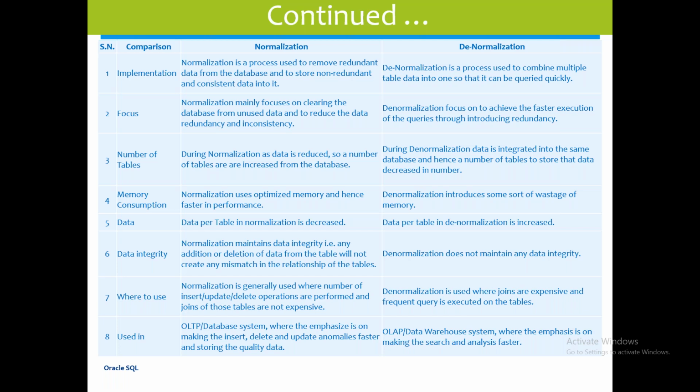So this data integrity is available in normalization, but data integrity is not maintained or available in denormalization, because in denormalization one or two tables are there. So what is the relationship required for? Here 10 tables or 20 tables are there, so a relationship is required so that we can combine them.